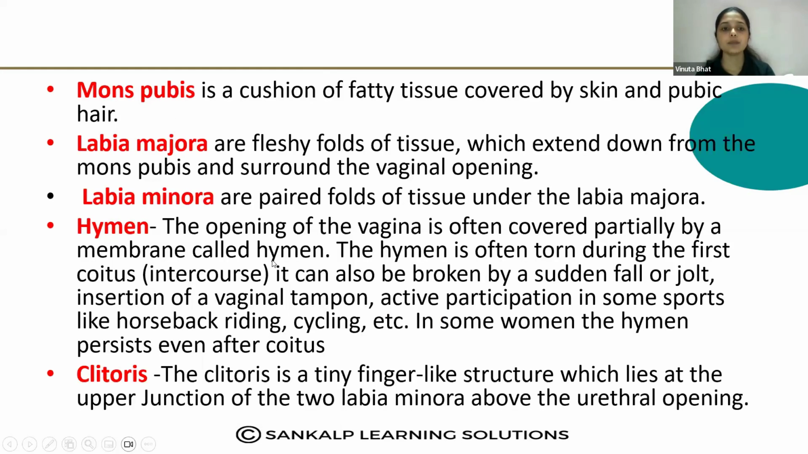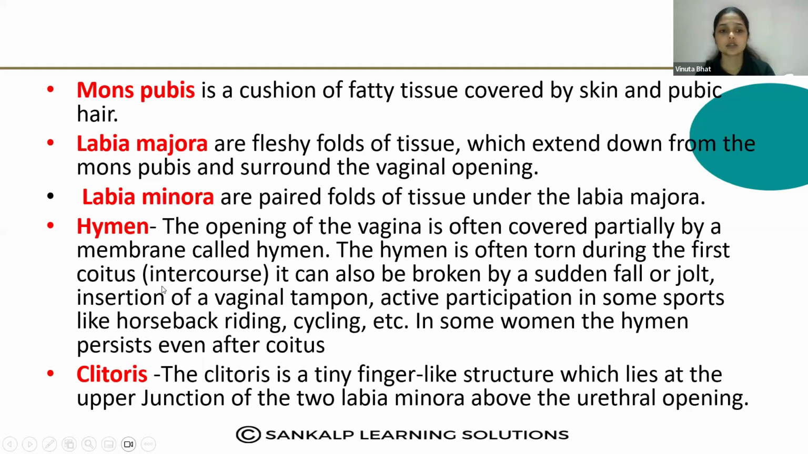So the opening of the vagina is covered partially by a membrane called the hymen. You know the vagina, that is the opening, right? So that opening is covered with a partial membrane. That is called the hymen. The hymen is often torn during the first coitus.